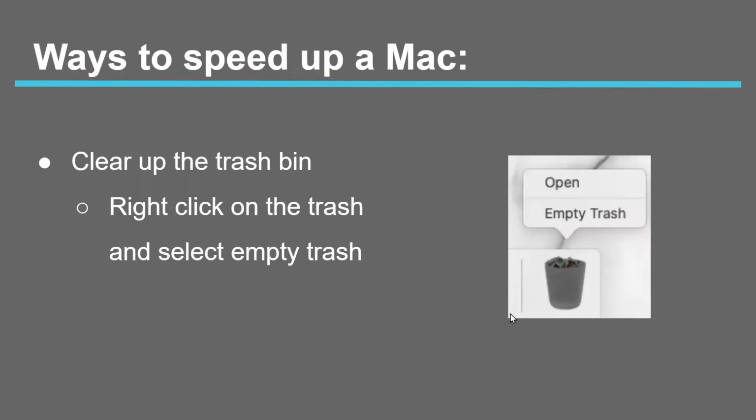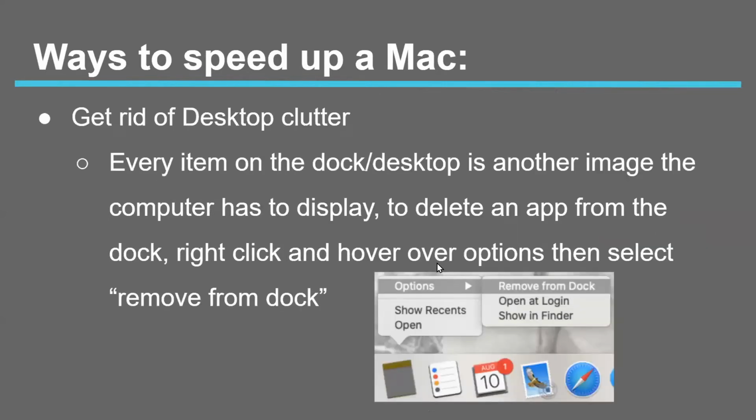And ways to speed up a Mac. So you can clear the trash bin. You right-click on the trash, and then you select Empty Trash. You can also get rid of desktop clutter. Every item on the dock or desktop is another image the computer has to display. So to delete an app from the dock, right-click and hover over Options, then select Remove from Dock.